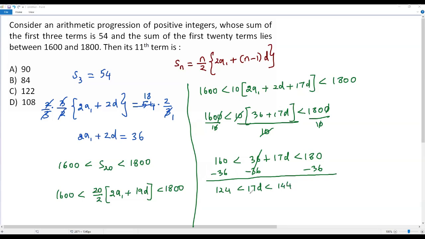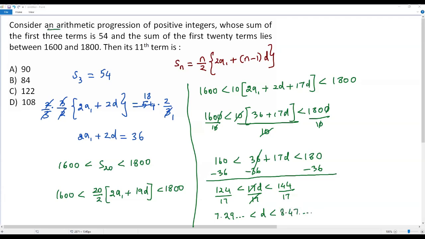Now to solve for d, I have to get rid of this 17 which is multiplied over here. For that, I have to divide all three terms by 17. Let me do it. The 17 will cancel. When I divide 124 by 17, I am getting a long decimal value, that is 7.29, and it keeps going, less than d, less than, when I divide 144 by 17, I am getting a long decimal value, that is 8.47, and it keeps going.